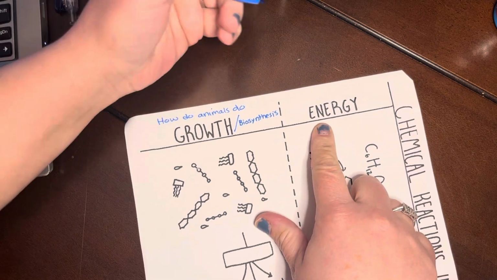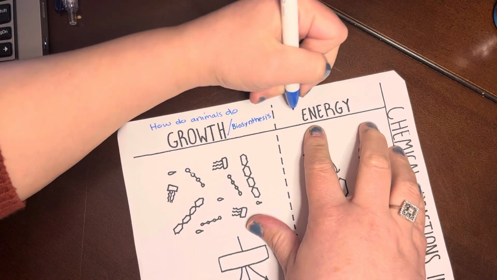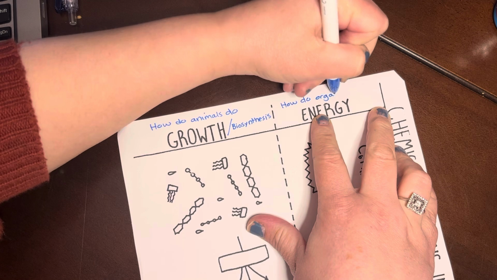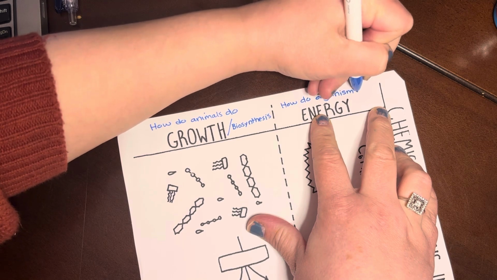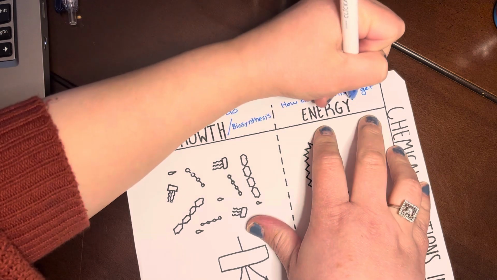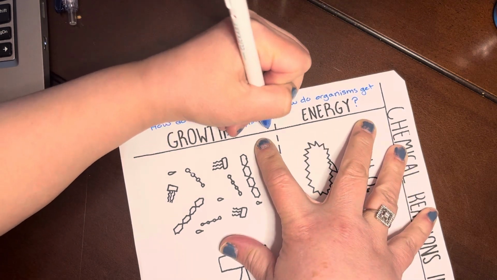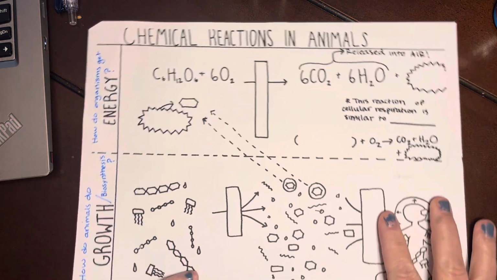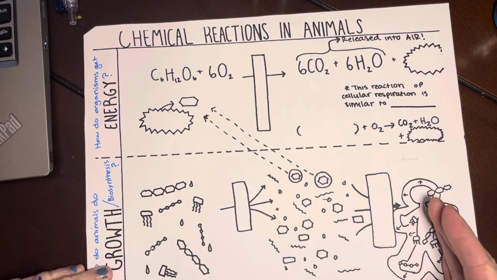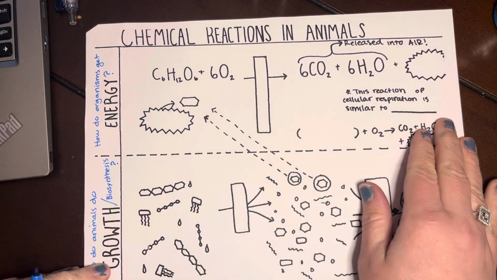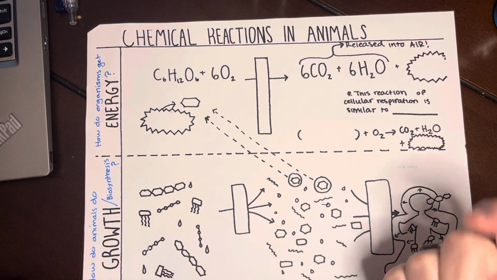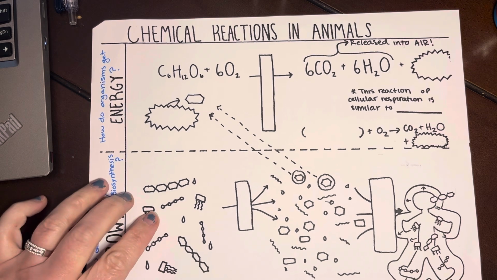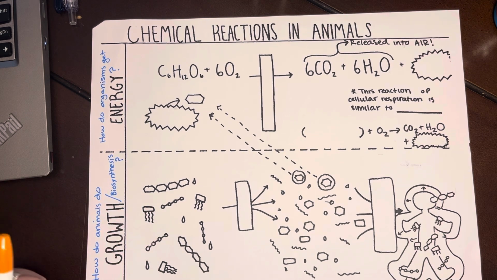And the other side over here is, how do organisms get energy? So these are our two big questions, okay? Overall, these are all chemical reactions in animals. The bottom one is only animals, fungi. The top one is actually not only animals, but plants, fungi, like every living thing on the planet that has a mitochondria, okay?